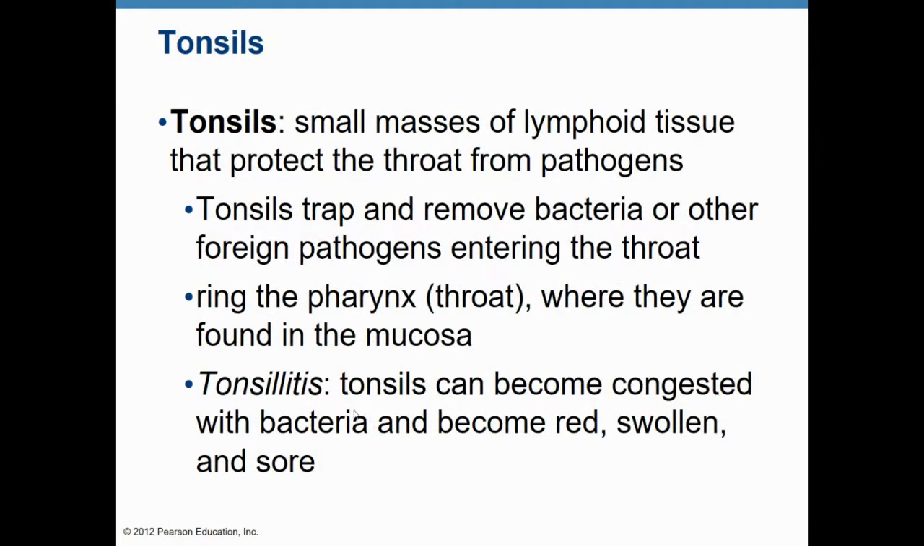The tonsils are going to be those small masses of lymphoid tissue that protect the throat against pathogens. The tissue is actually arranged to where they have these deep crevices called tonsillar crypts. And those crevices are going to trap and remove bacteria or other foreign pathogens and prevent them from entering the throat. The tonsils are going to ring your pharynx, where they are found in the mucosal layer.